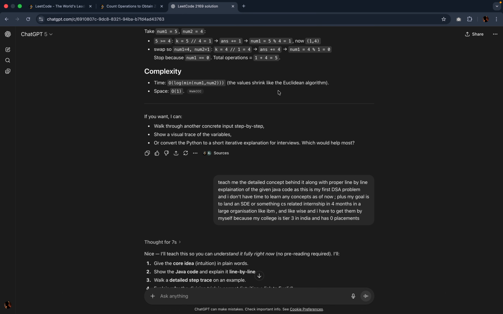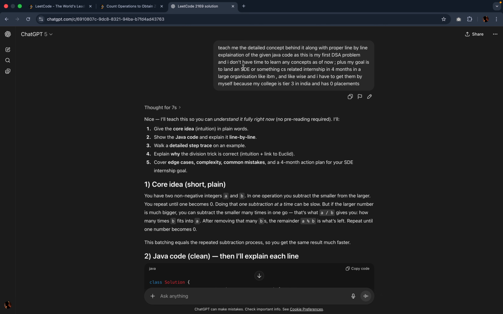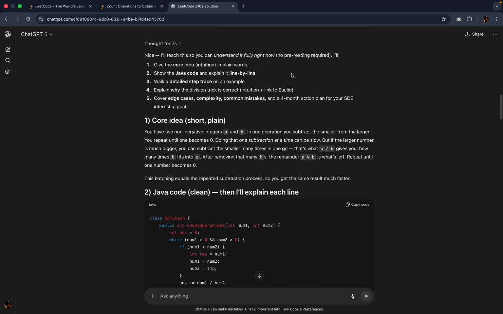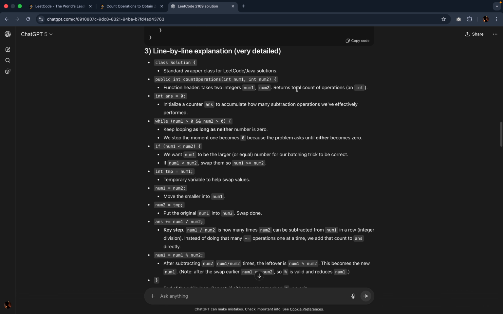Now, since I said that I am not able to understand it and asked it to teach me the detailed concept, as I am trying to land an internship related to SDE or something, and I am from TIT college, all that rant I gave to ChatGPT. So now they have given me the same code, but obviously with a line by line explanation. So that will be better.